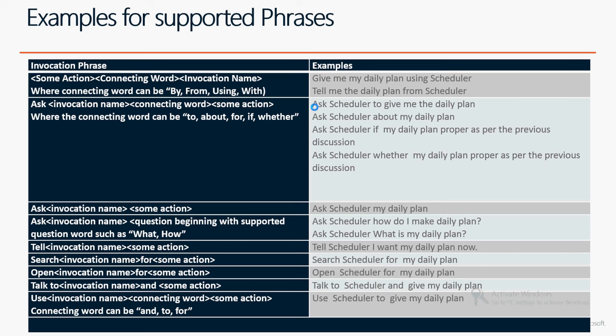There are some more examples for supported phrases. For example, I will take the first example: give me my daily plan using scheduler. Here scheduler is my invocation name and using is my connecting word, and give me my daily plan is some action. If you move on to the next example, ask scheduler my daily plan. Here I am not using any connecting word. Here it is directly ask, invocation name, and some action.